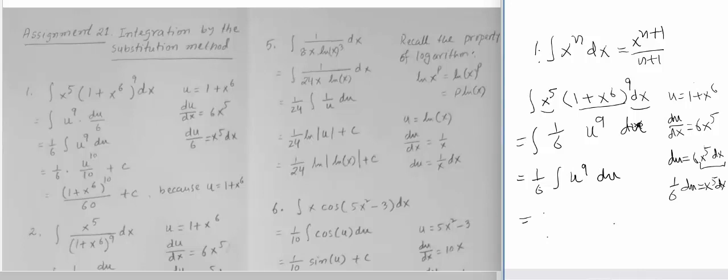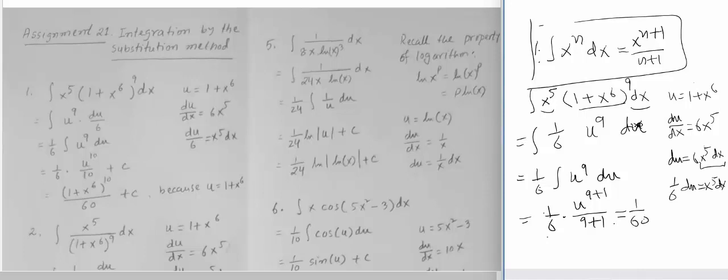Now is this problem exactly look like the formula we have here in the top? That we have exponent that will increase by 1, and it is with respect to u. So we are writing 1/6 u to the 9 plus 1 over 9 plus 1. So that means you got 1 over 60, then u to the 10, right? And what is your u? Substitute back, which is 1 plus x to the 6 to the 10 plus constant. And that's your integral result. And you see exactly we have it here. 1 plus x to the 6 to the 10 over 60 plus integral constant, right?